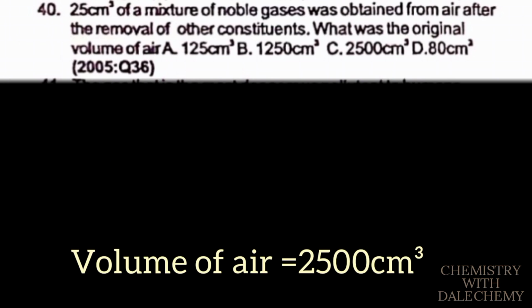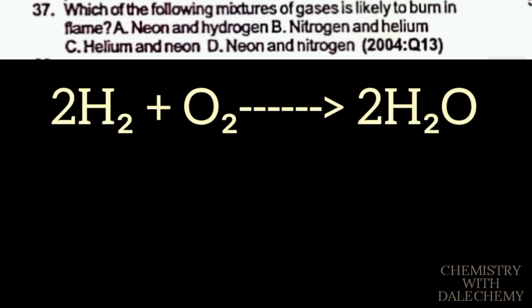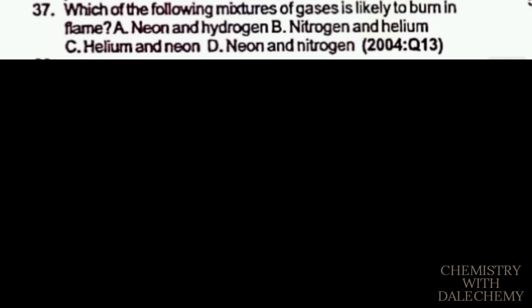And the next question is question 13 of year 2004. Which of the following mixtures of gases is likely to burn in flame? Considering the answers here, the only option that's correct is option A, which is the mixture of neon and hydrogen, because hydrogen is going to react with oxygen to form water, so it's going to burn in air. The others are just mixtures of non-combustible gases like nitrogen, which is not even reactive, and helium and other rare gases in options C and D respectively. So option A is the correct answer.